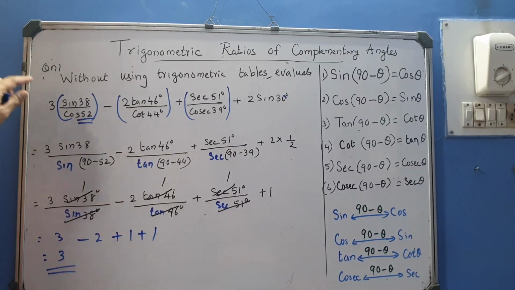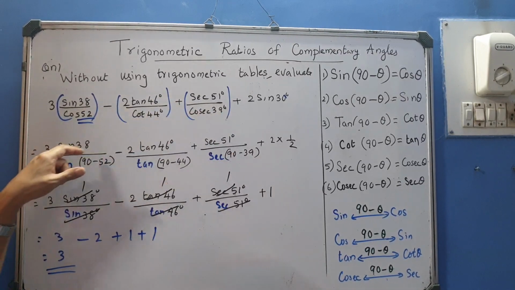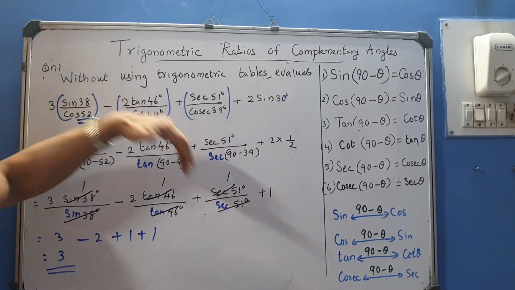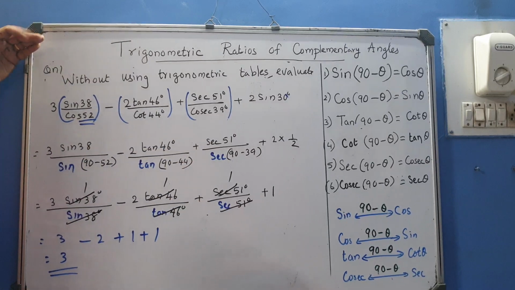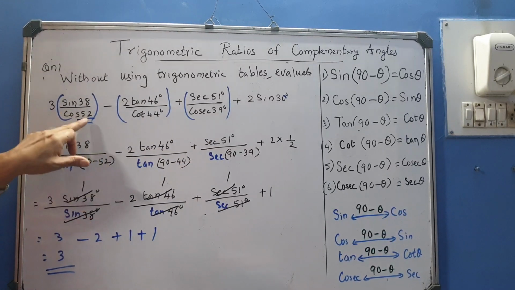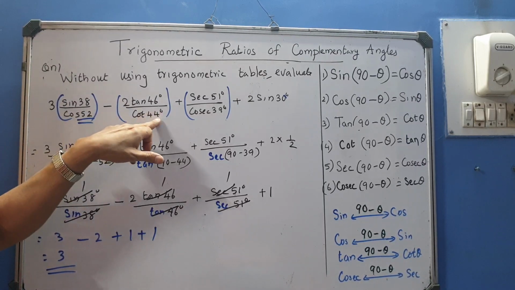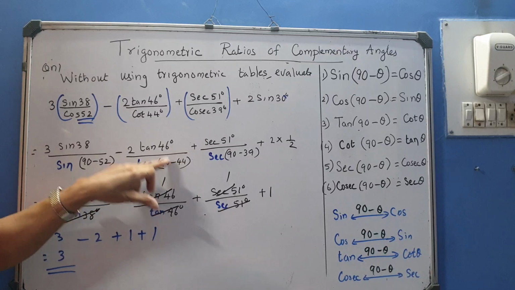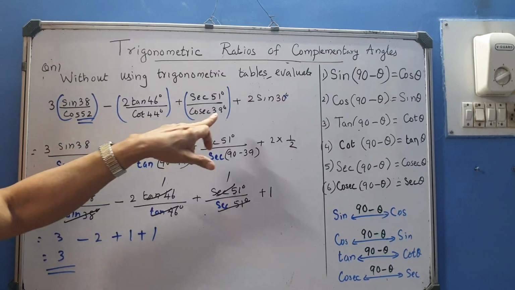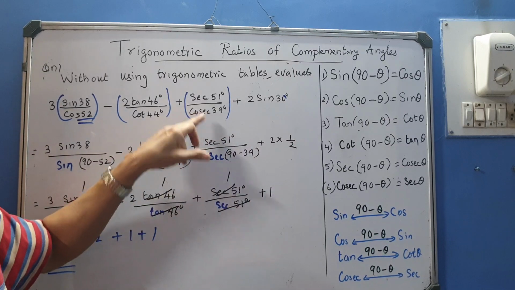So we found the complement. You need to change either the numerator or denominator into the complement. In this case you changed the denominator, but don't think you can only do the denominator; you can change either. Here I found the complement of 52, then 90 minus 52, cos becomes sine. In the second part, I found the complement of 44, then cot becomes tan. Third, I found the complement of 39, 90 minus 39, cosec becomes sec.